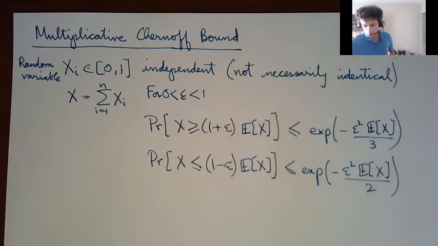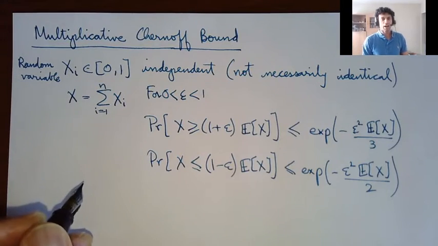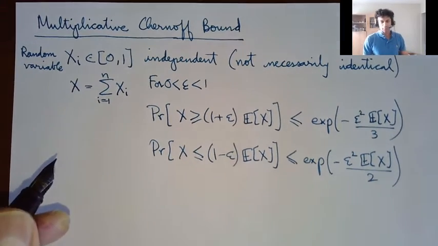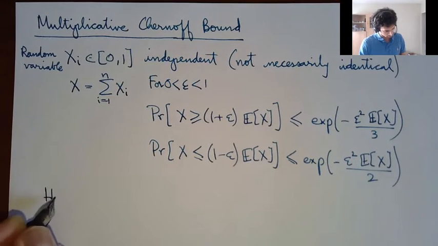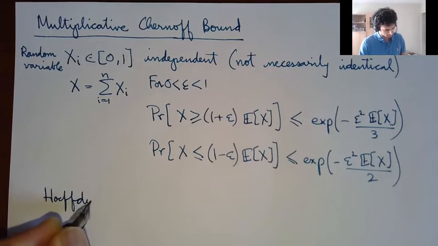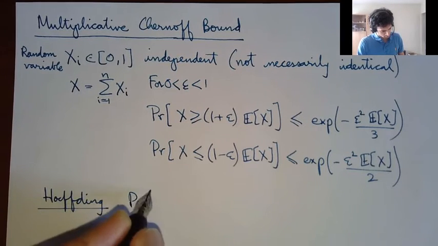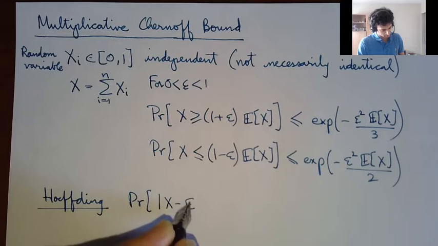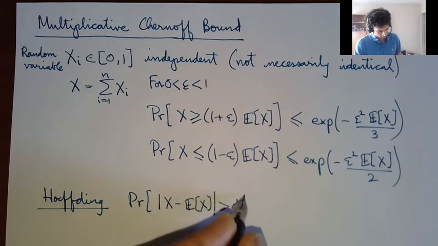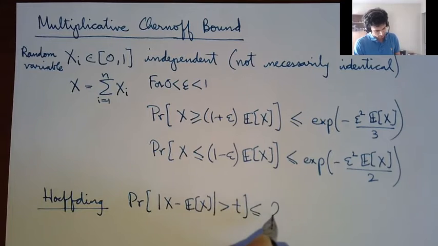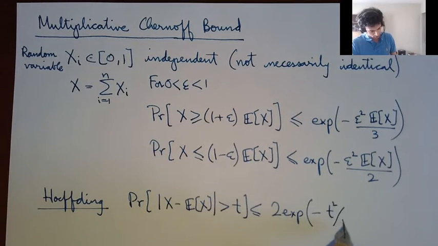Now I want you to contrast this. So these are the multiplicative Chernoff bounds. Just to contrast, I'm going to write out the Hoeffding bound over here so you can see the difference. So this is Hoeffding. Hoeffding was of this form. It said the probability that x minus the expectation of x is greater than t is less than 2 exponential minus t squared divided by n.